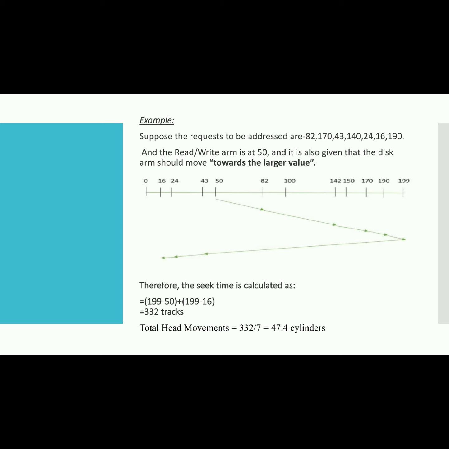If we see, the starting one is 50 and on the larger side, the last one is 199. Here it goes to the end of the track, that is 199. It goes there in the SCAN algorithm. So we'll take 199, the last value, 199 minus the first one, 50, plus, on the opposite direction, 199 minus 16. So we take only these two, then we get 332 tracks. Then total head movement is 332 divided by 7, that is 47.4 cylinders.